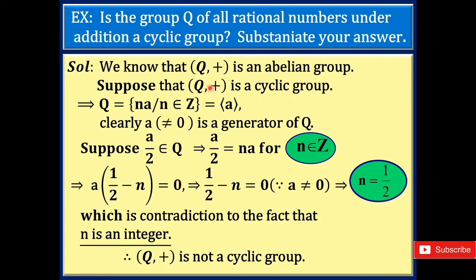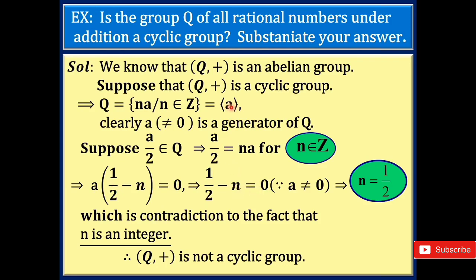By the definition of a cyclic group, Q = {na such that n belongs to Z} = ⟨a⟩, where a not equal to 0 is a generator of Q. Suppose a/2 belongs to Q. a/2 is an element in Q, so a/2 = na for some n belongs to Z. On simplifying, a(1/2 - n) = 0, that gives 1/2 - n = 0, since a not equal to 0.